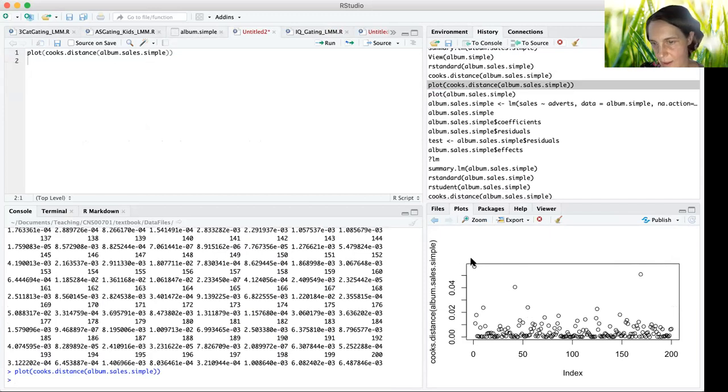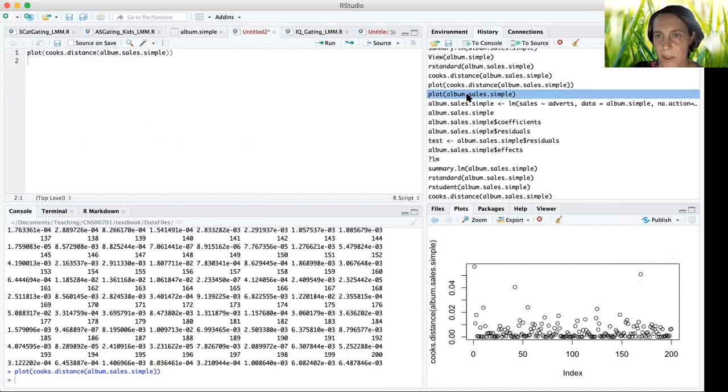So here is just a graphical display. You see all the distances, and you see a few values that have higher distances than the others, but most of them are pretty well behaved here. That doesn't look super concerning to me. You can't really tell, but just by eyeballing it, they all look pretty good.